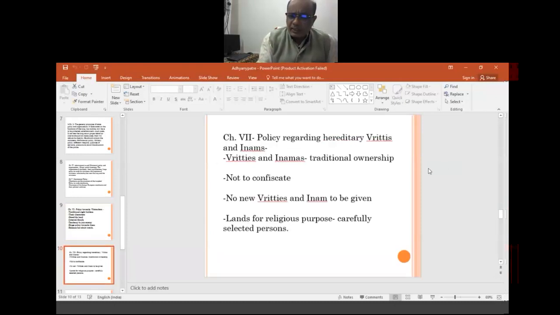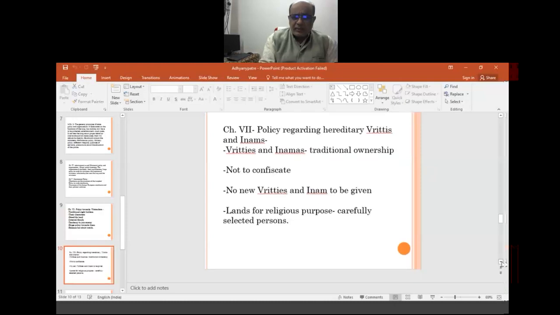Then there are hereditary vrittis and inam. It's very similar to the Vatandar. People have some hereditary rights over the land. They have traditional ownership of the land, and this land is not to be confiscated because people have attachment to their land. But no new vrittis and inam are to be given. The land can be given for a religious purpose, but the person to whom the land for a religious purpose is given is to be selected very carefully.